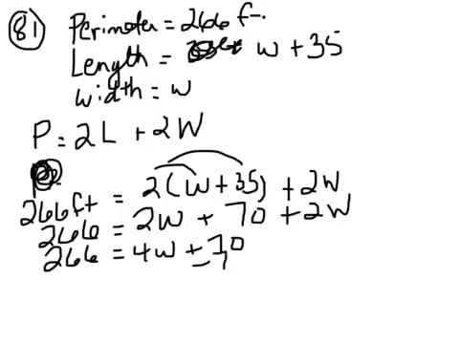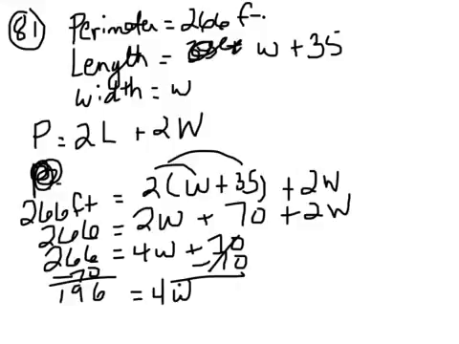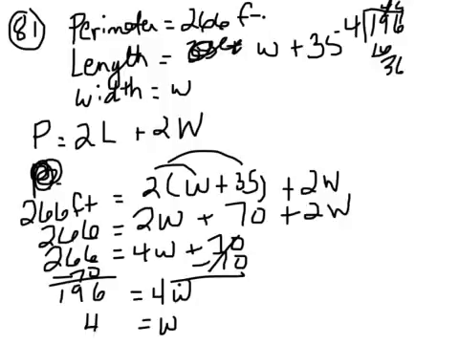And if I want to solve for W, I'll subtract 70 from both sides first, because that's what we do when we do PEMDAS backwards. That'd be 196 is equal to 4W. And if I divide both sides by 4, W is 196 divided by 4. Let me come over here and do that since I don't have a calculator on me. It's 16. It's a 4 up there. 36. So it's 49. The width is 49.